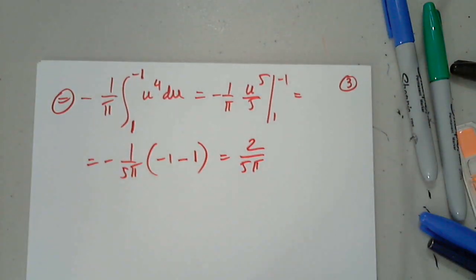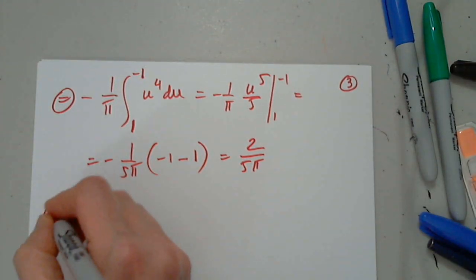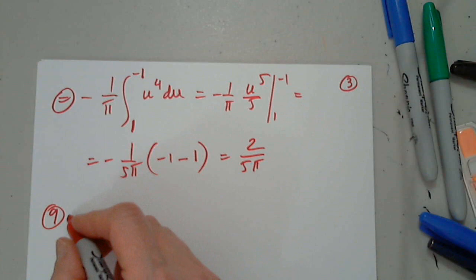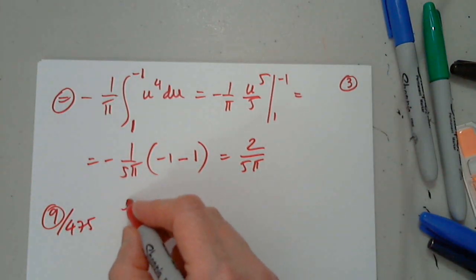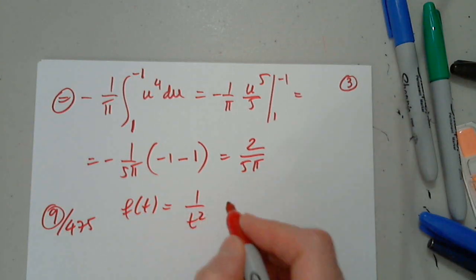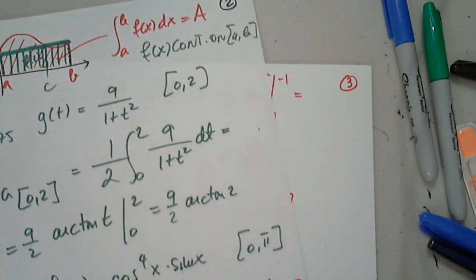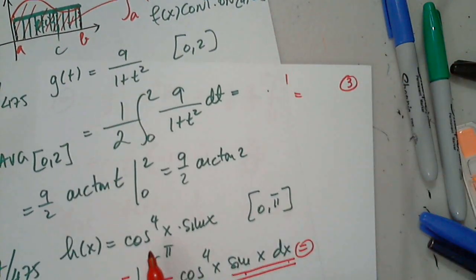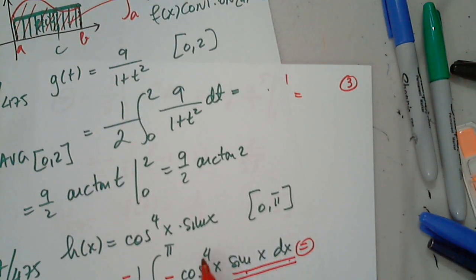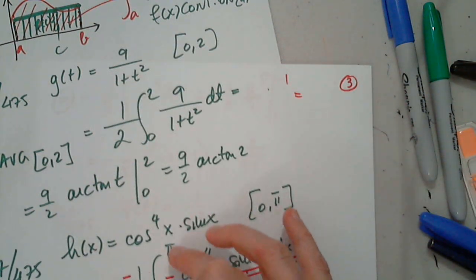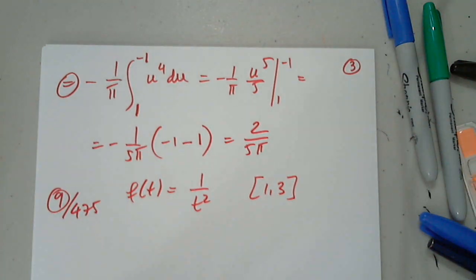Okay, let's look at one more, number 9, on the same page, 475. We have f of t equals 1 over t squared, and the interval is 1, 3. Again, I did not say whether the function is continuous because cosine and sine are continuous everywhere. But we should always check if this function is continuous on the given interval. Here, we're asked to do a few things. One question is find the average value, then find c, and then present a sketch of the graph.